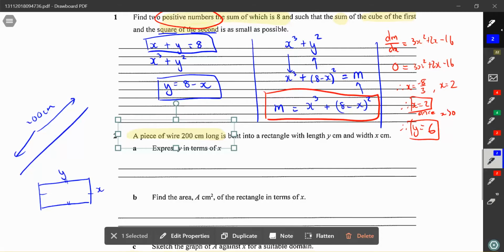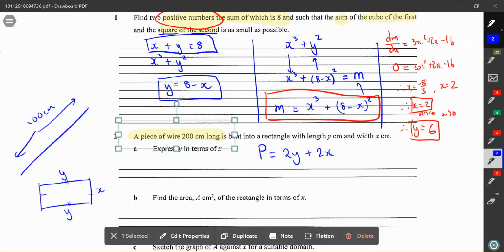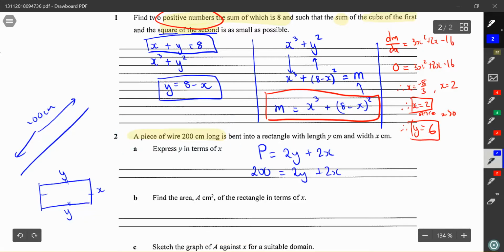What you're meant to be able to say is, therefore, P, which is the perimeter, is equal to y plus y plus x plus x. So y plus y is 2y plus 2x. Now what was the perimeter equal to? We already know the length of the wire, 200. So if I rewrite it, I've now got 200 is equal to 2y plus 2x. And if you read the next part of the question, what do they say? Express y in terms of x. So that was the hardest step.